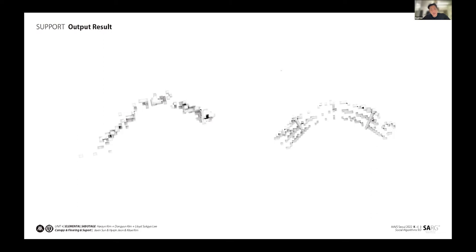I think, sorry, I think I missed some of the images from the slide. Could you go back to the results from the flooring and structures part?